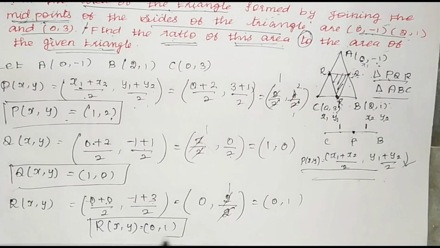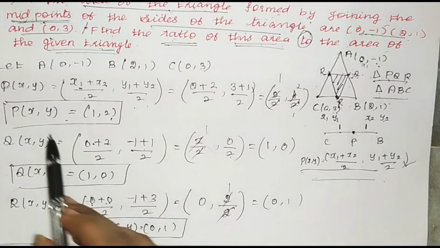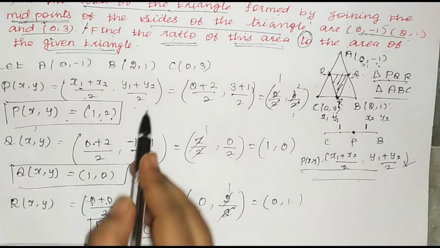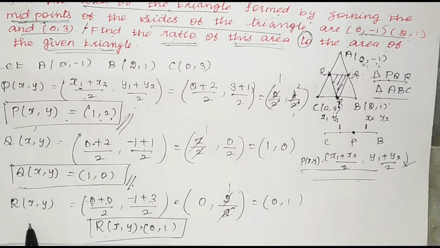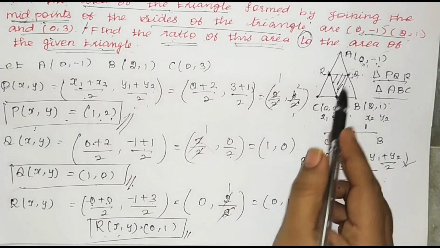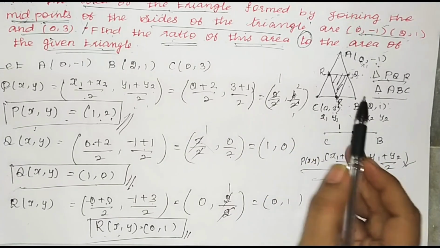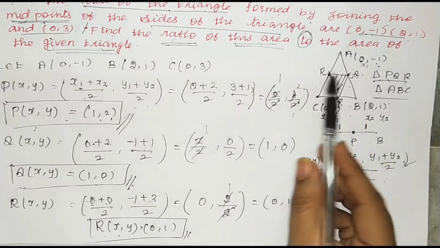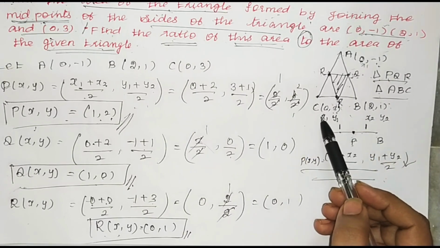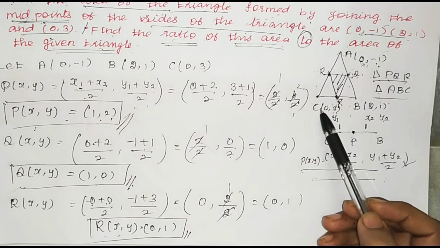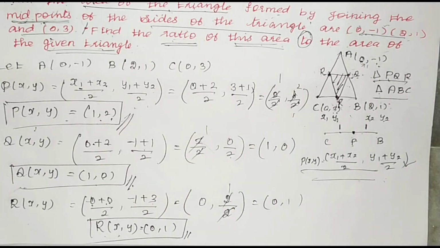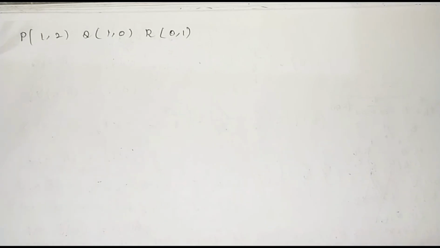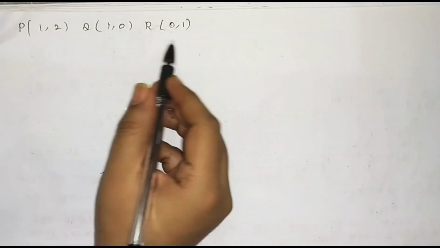So 3 coordinate points we found: P coordinate point is 1 comma 2, Q coordinate point is 1 comma 0, and the coordinate point of R is 0 comma 1. After finding the coordinate points, you have to find out the area of triangle PQR. After that, you have to find out area of triangle ABC. After that, you have to find out the ratio. Now, PQR coordinate points I have written.